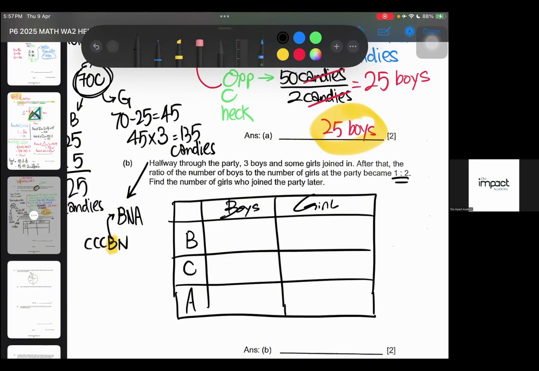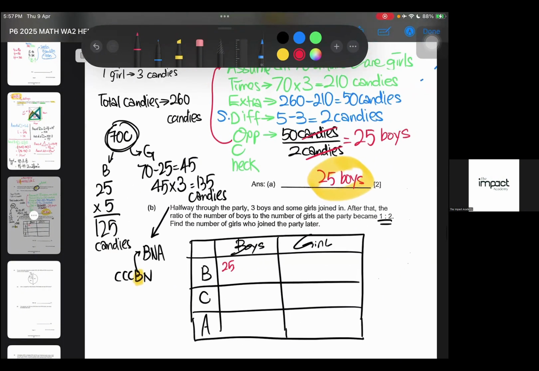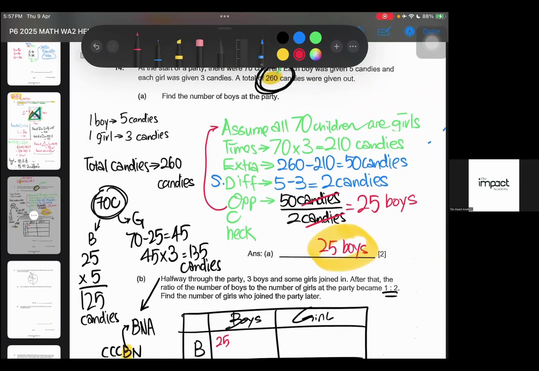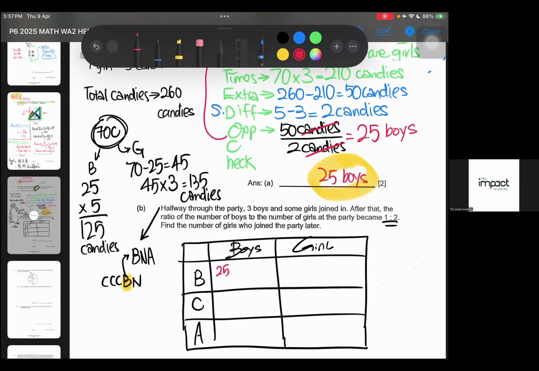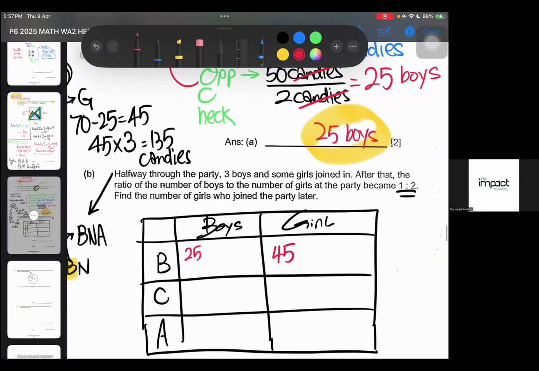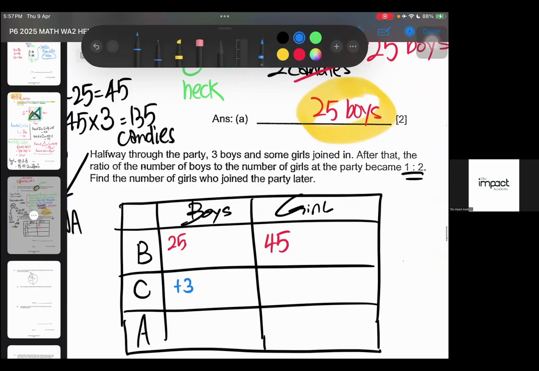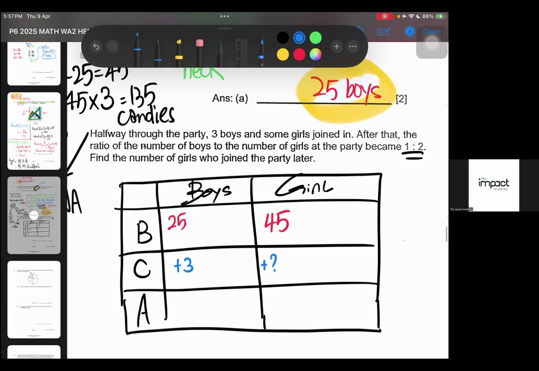For boys, how many boys are there? We know there are 25 boys, right? In fact, I don't even need to write 25 boys, just write 25. How many girls in this situation? 70 minus 25, which equals 45 girls. How many people join? They say 3 boys, so we plus 3. Some girls, I don't know, I just plus something. After that, we know this is 28.